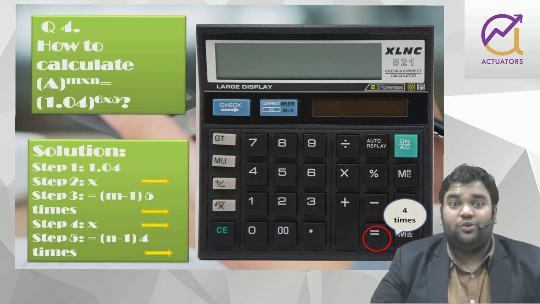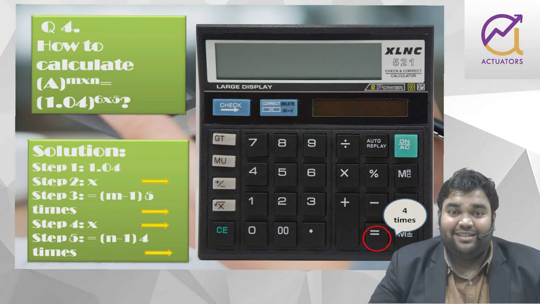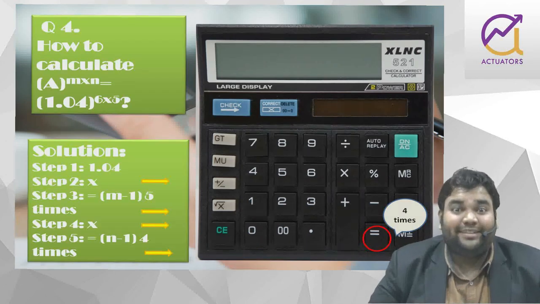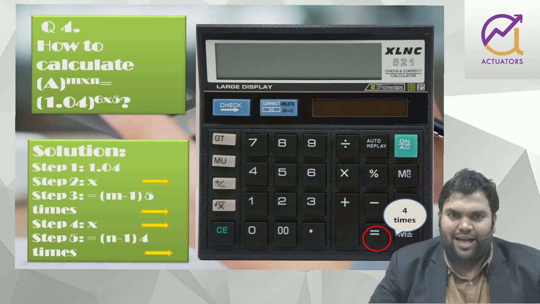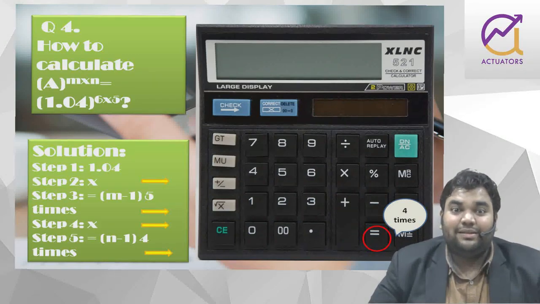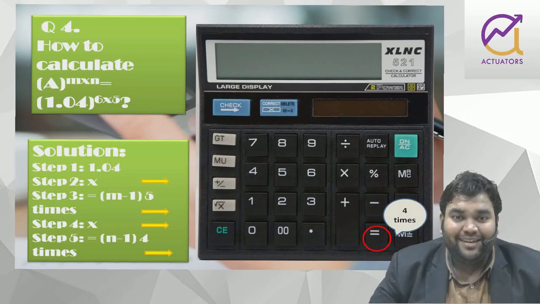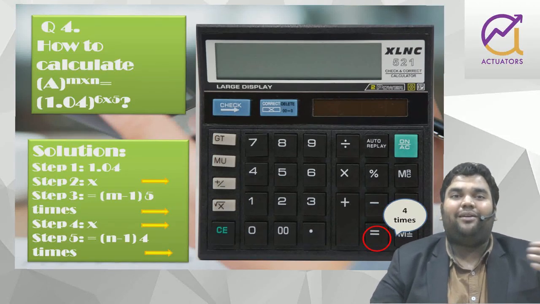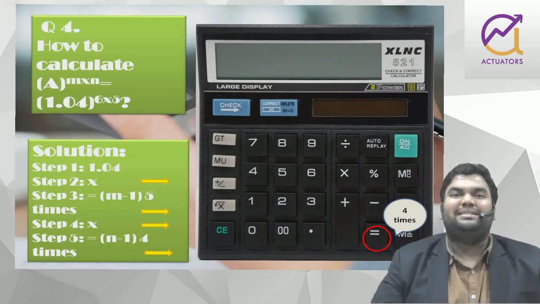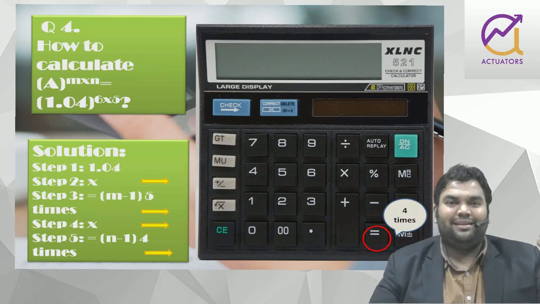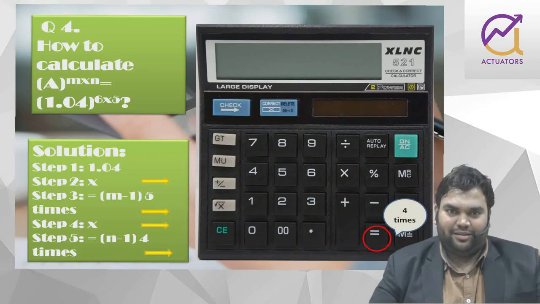Do you remember one of the dialogues of Avengers Endgame? What did Thanos say? I am inevitable. And what did Iron Man say? I am Iron Man. Similarly, when you learn the calculator secrets of CA Vivek Patwari, then whatever be the power, you can simply say, I am calculator superpower.